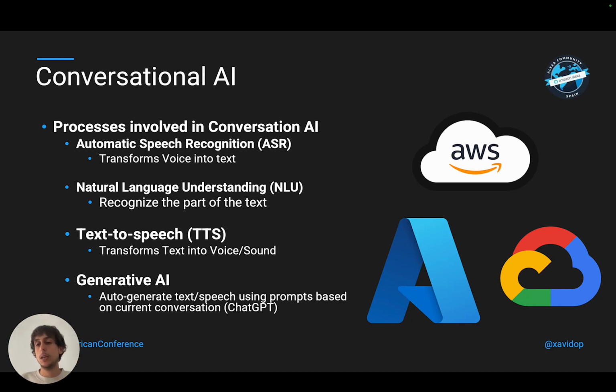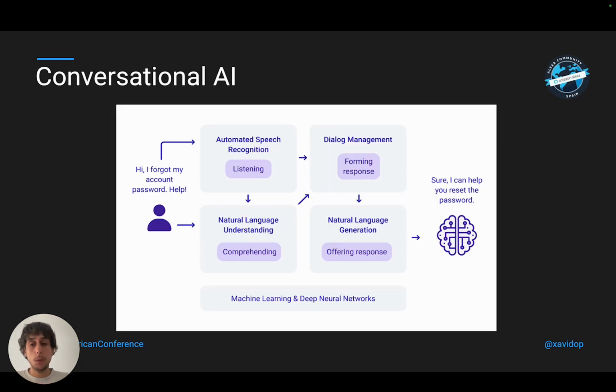All these services like the ASR, NLU, TTS, the Gen AI, everything is available in all the most important cloud providers like AWS, Azure, and Google Cloud. So just to try to understand how to put all these processes in a request, let's say that we have this example, which is a person telling that he forgot the account, and he wants to talk with an assistant, with a conversational AI app.